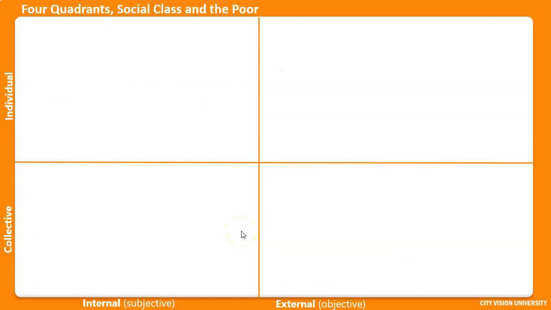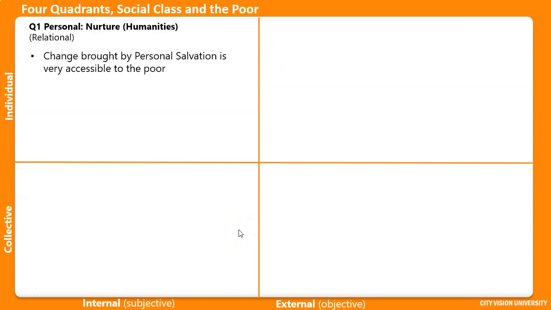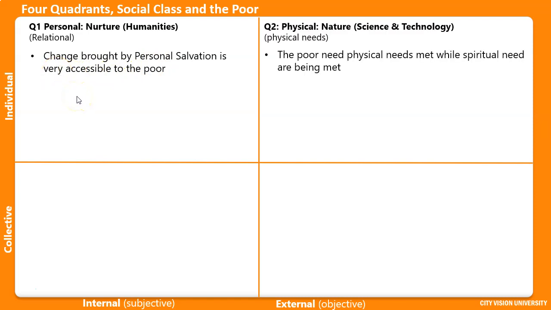So this gets into, how do you think about the four quadrant social class and the poor? How do these quadrants differ if you're looking at this from the lens of the poor? One is, a lot of people say you shouldn't focus as much on personal salvation with the poor. I think that's completely wrong. It's the easiest thing you can do. You can change someone's heart. It doesn't cost any money, and it's one of the most accessible things to do. So that is absolutely critical to change someone's life.